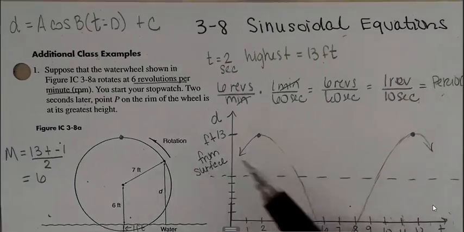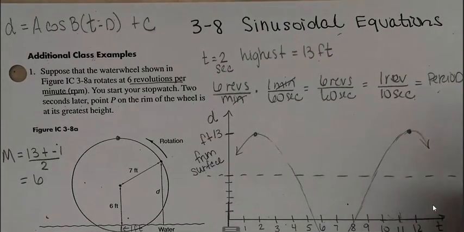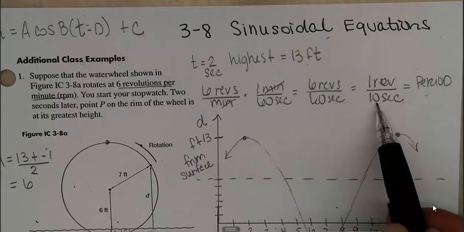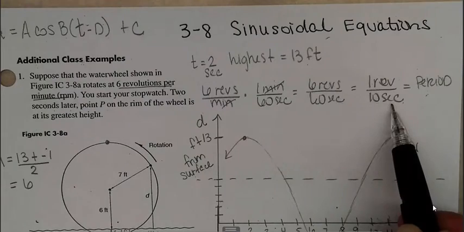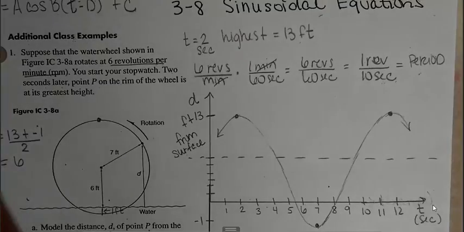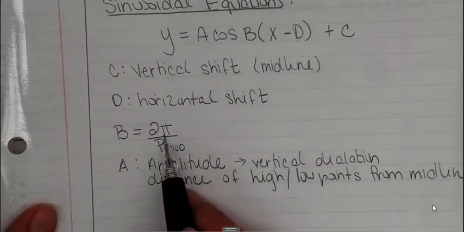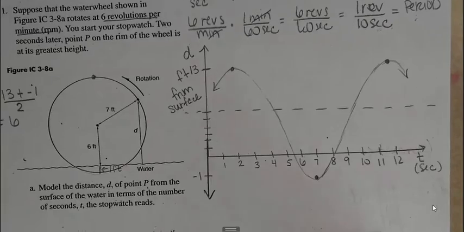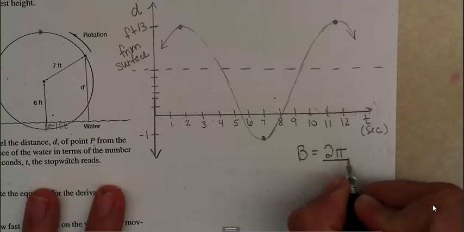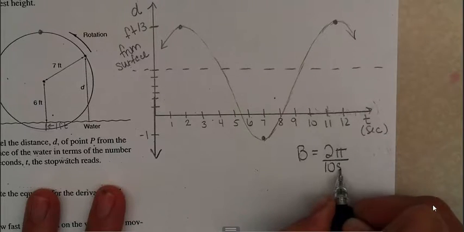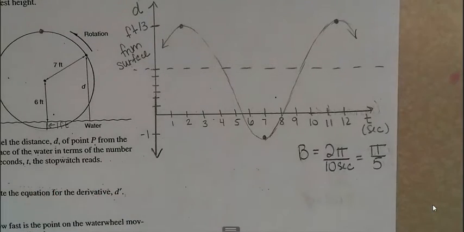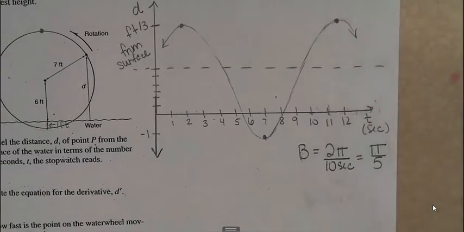Okay, so let's get some pieces of this. First of all, why don't we start with our period? So our period, we get 1 revolution every 10 seconds. So every 10 seconds, we get a new period, right? Okay, so b, looking at this, is equal to 2 pi divided by our period. So b is equal to 2 pi divided by our period, which is 10 seconds. So basically we get pi over 5 as our b. Okay, so that's going to be important.